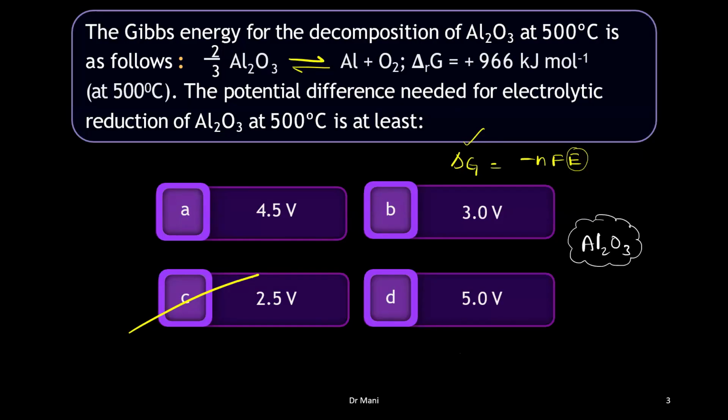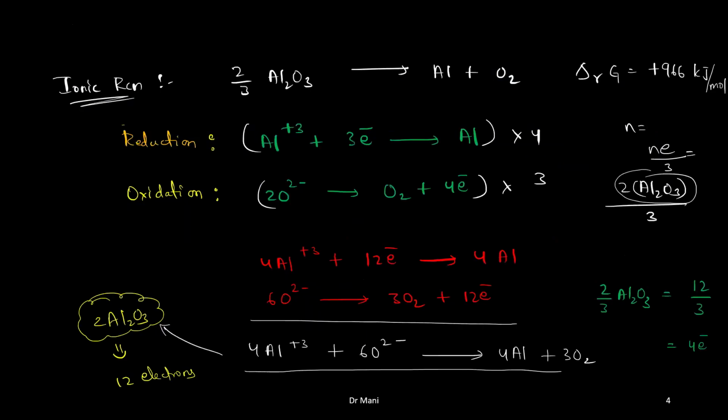Yes, sir. How are you feeling? Is it difficult or easy? Medium, sir. Okay. Could you do one more question? See, the same question I'll do in a shortcut, very simplified. First of all, delta G value is given. Again, I'm doing the same question in the simplest way. Delta G value is given in kilojoule per mole.